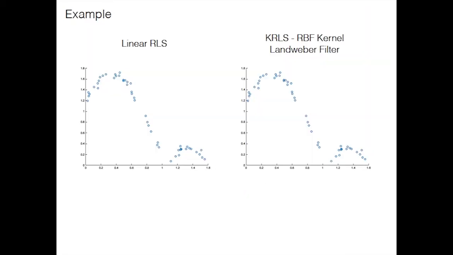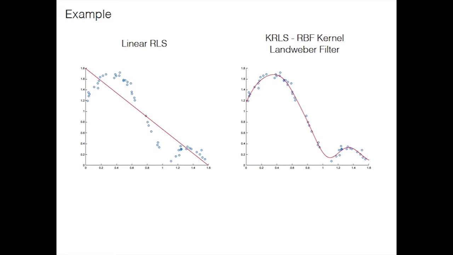Now we give just some examples. This is a regression problem, we want to learn a function that estimates this data set. In the first case, we want to learn a linear model. In the other case, we want to use kernel regularized least squares with the Gaussian kernel and the Landweber filter. Filters are computational ways to obtain the estimator.